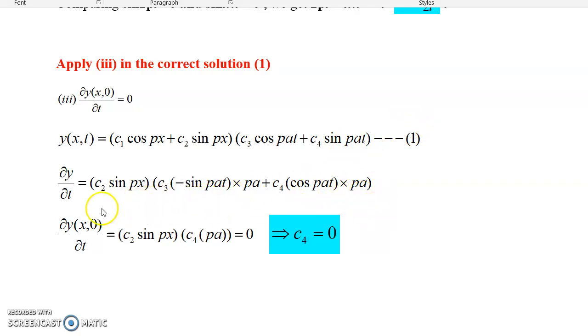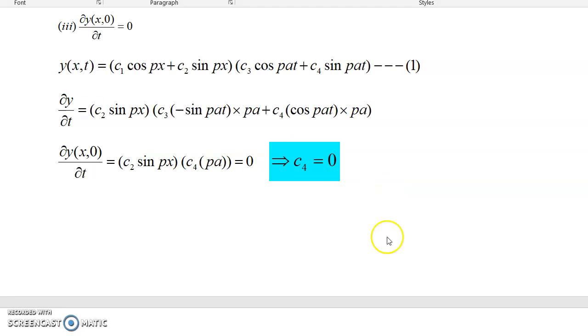So this is dou y by dou t. Now in this dou y by dou t, we have to put t = 0. X comma 0 means the t coordinate has to be 0. So when we put t = 0 here, sin 0 will become 0 and cos 0 will become 1. So this is the answer of the second term, and the condition says this has to be 0.